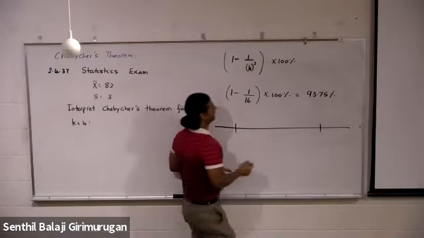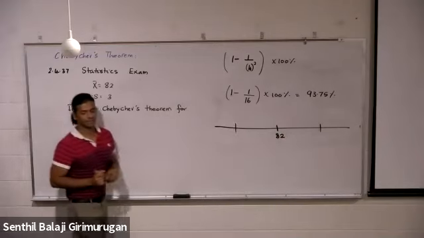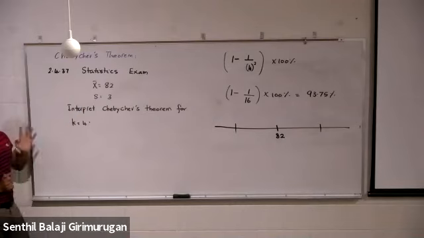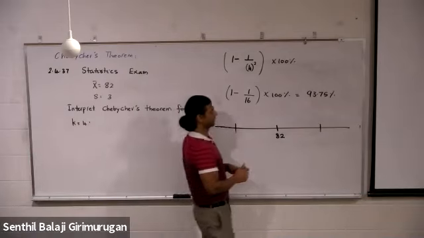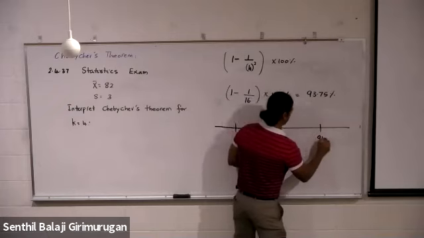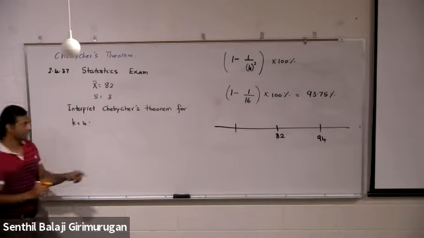So the average is 82, right? 4 standard deviations would mean 4 times 3, which is 12. What is 82 plus 12? 94. 82 minus 12? 70.